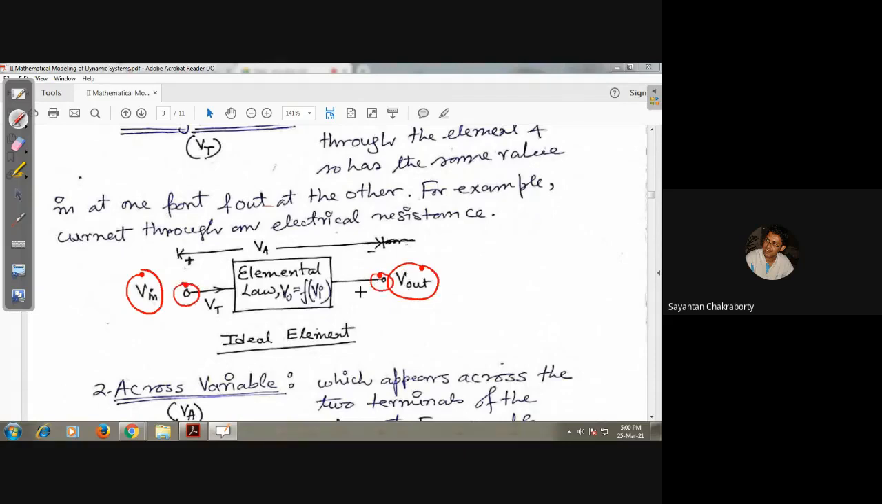Now, the variables associated with such an ideal element, this is an ideal element, and the elemental law that it follows is something like V0 equal to f of Vi. So this may be V0 or this may be I, whatever. Now the variables associated with this ideal element can be classified broadly into two categories. What are these categories?